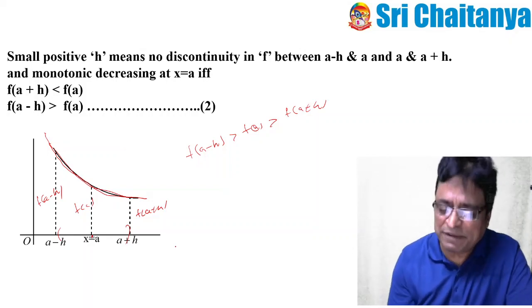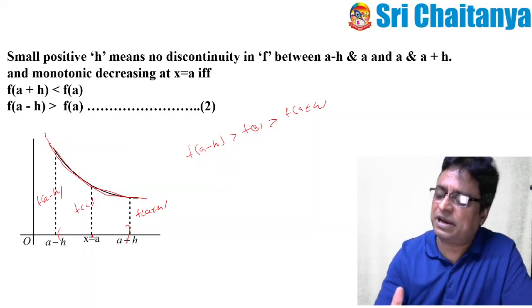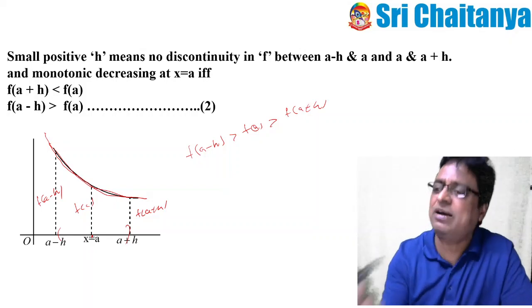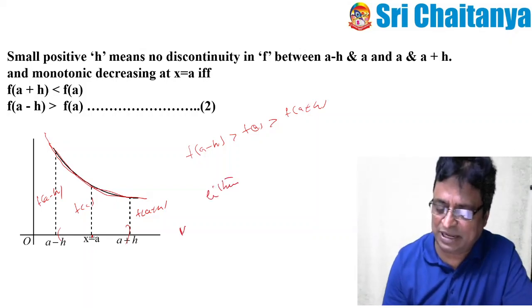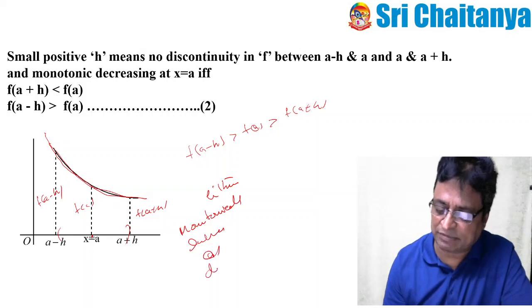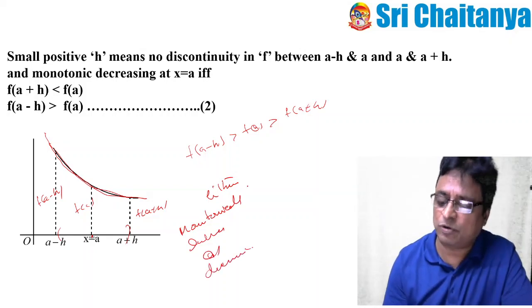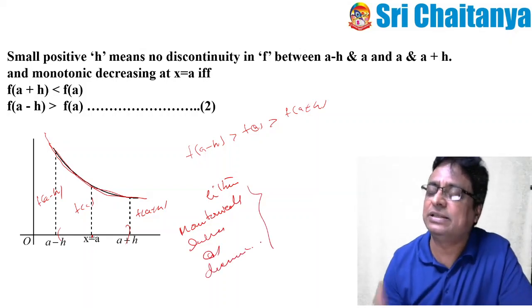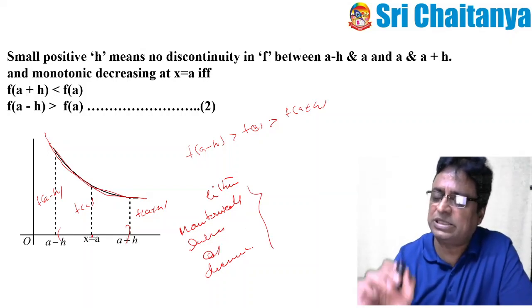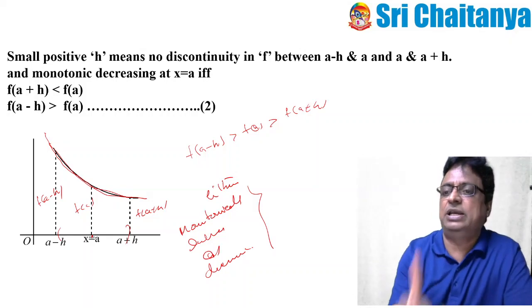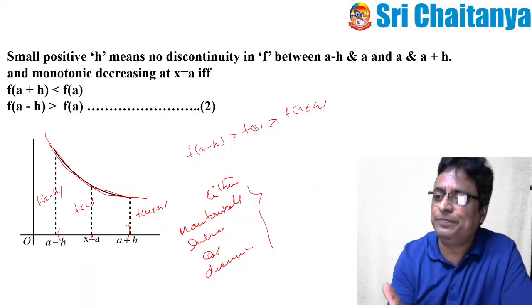Clear? So my friends, if a curve is either monotonically increasing or monotonically decreasing, not both, then only we can say that the curve is monotonic. So whenever they are using the terminology monotonic, then immediately in your mind what to do?